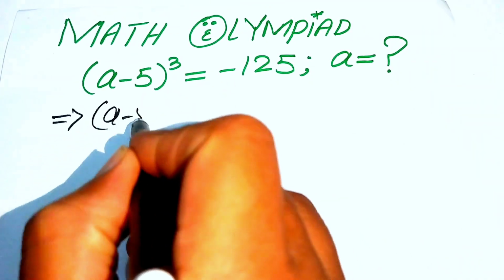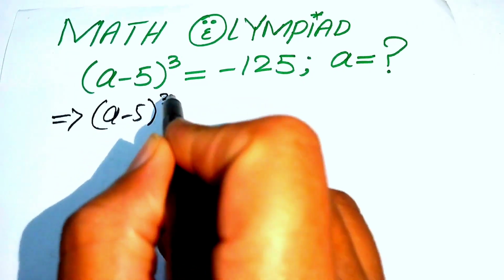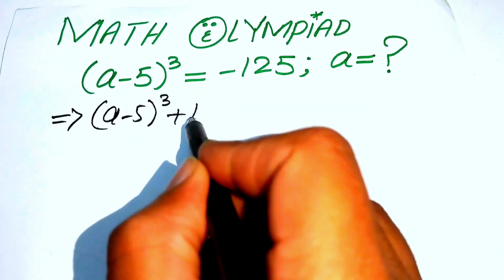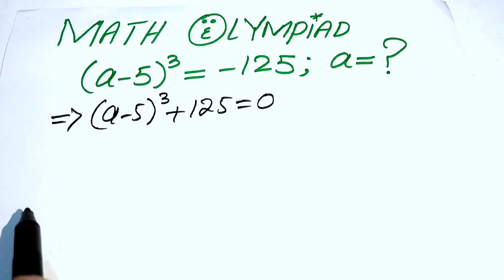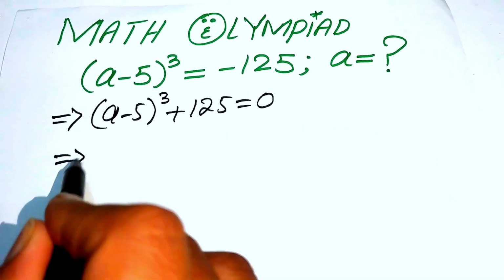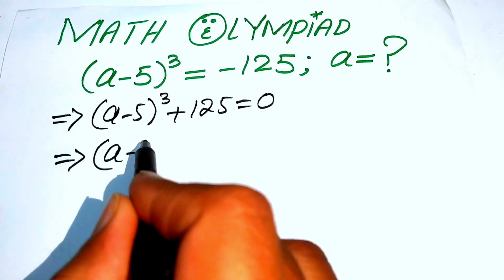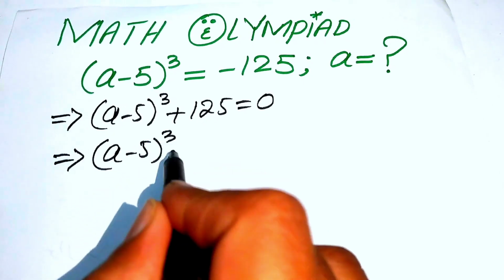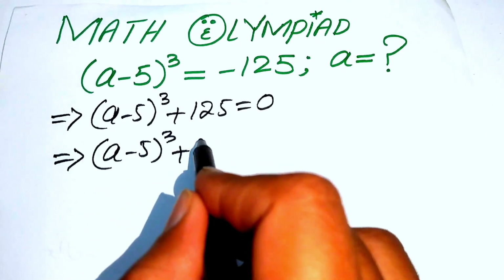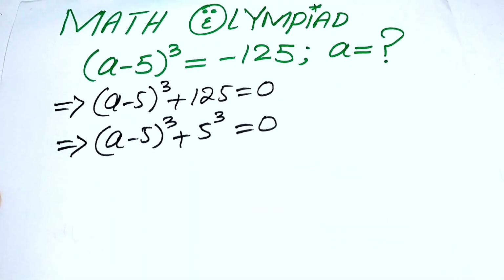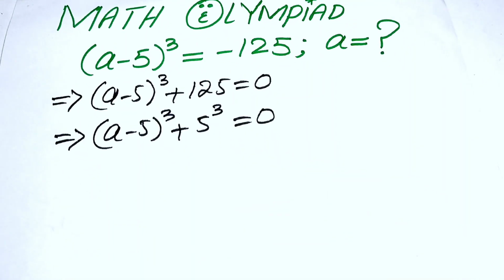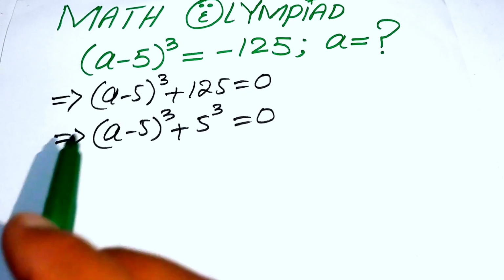So we have (a - 5)^3. This becomes +125, and this whole equation equals 0. Now we rewrite this equation as (a - 5)^3 plus, we write this 125 as 5^3, and this whole equation equals 0. Now in the next step we use the nice cubic formula, and you know about this formula.